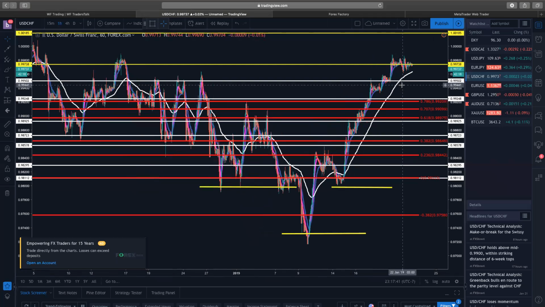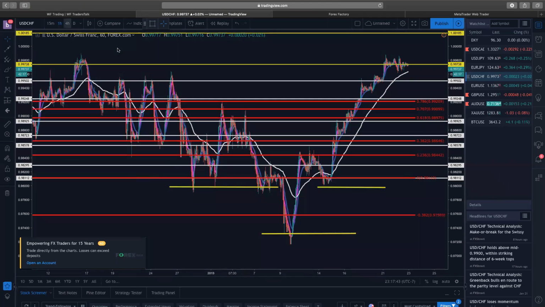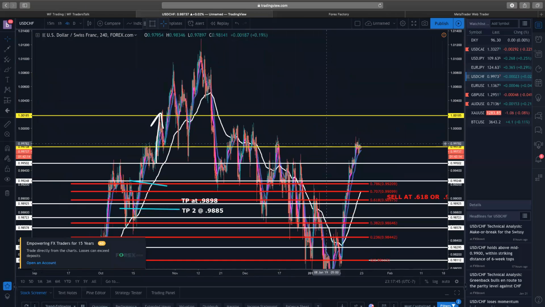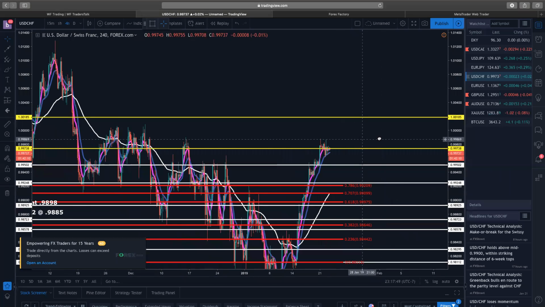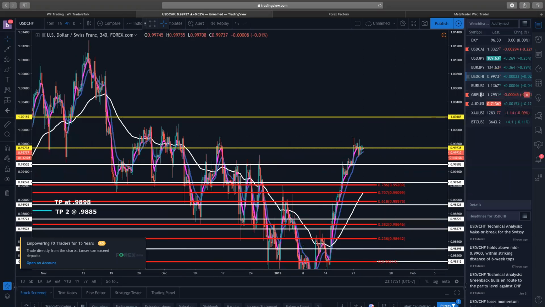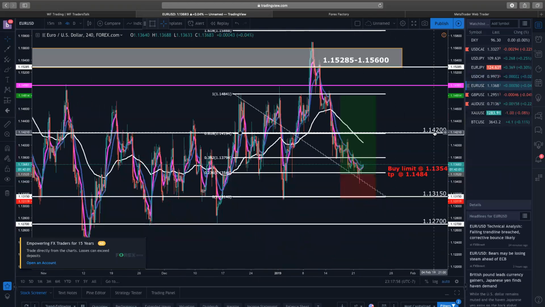I'd like to see this pair actually go as a buy, just because I have EURUSD as a sell. So I want to see EURUSD and GBPUSD go for a sell. So let me go to those pairs first, and then we'll actually answer them.